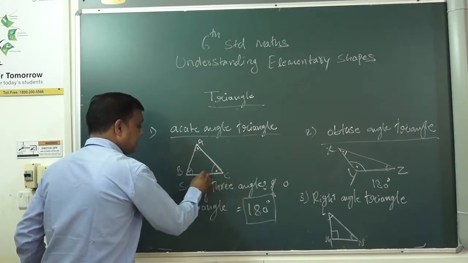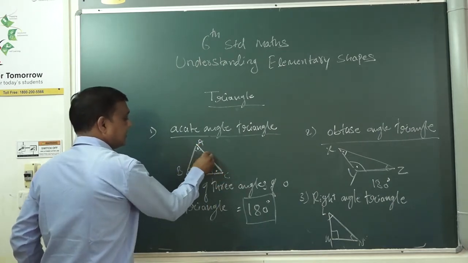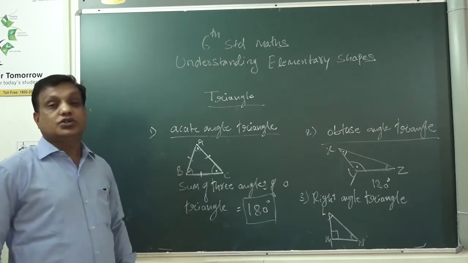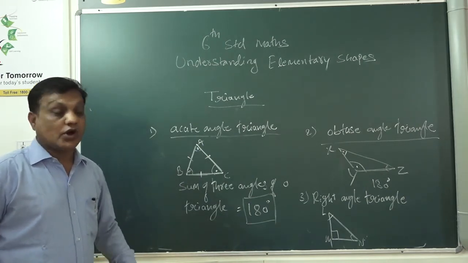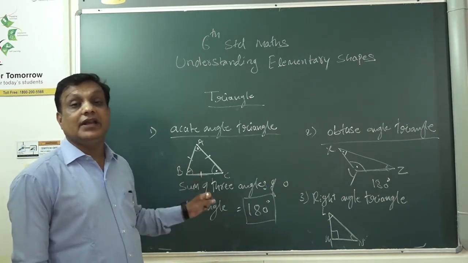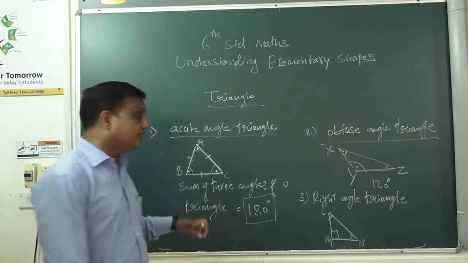When these 3 sides are equal, so that is called what? Equilateral triangle, because the sides are equal. Equilateral triangle.